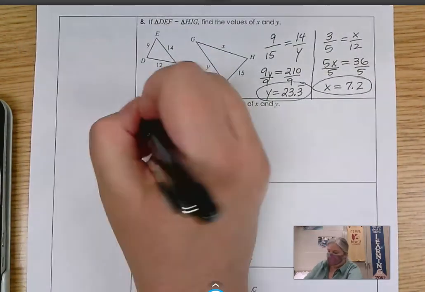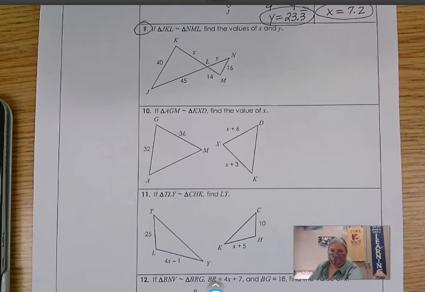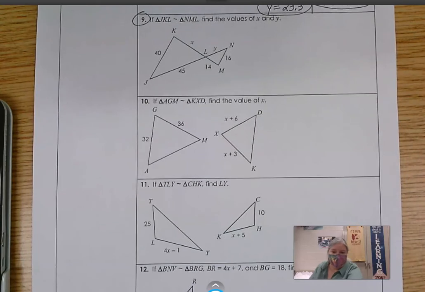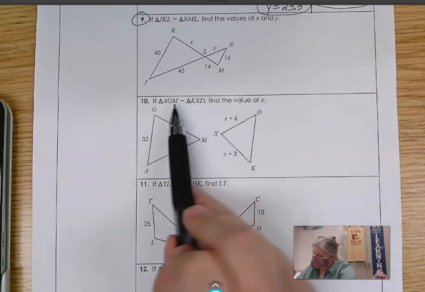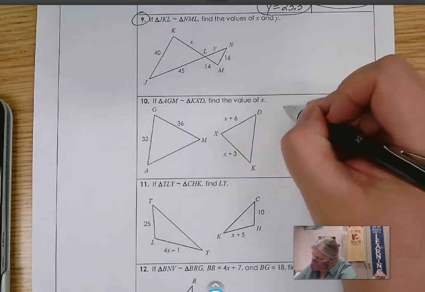Guess who's doing number 9? You got it. All right, let's look at number 10. If you want to, pause and do it now, or you can come back to it. Number 10 says if triangle AGM is similar to triangle KXD, find the value of x. So AG goes with KX. So 32 goes with x over 3, x plus 3.